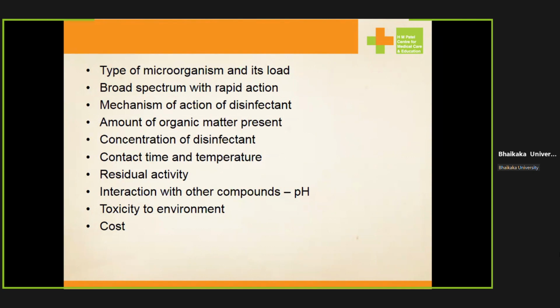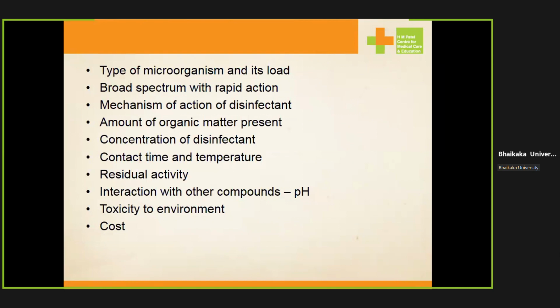Contact time and temperature. For how long you want to expose your item to that disinfectant is known as contact time. So if I am dipping my surgical instruments in a disinfectant for half an hour, and there is another disinfectant which claims that it will be able to disinfect your instruments within 10 minutes, then the one with 10 minutes is a better disinfectant. Sometimes even the temperature of your surfaces as well as the disinfectant will influence the selection of your disinfectant.